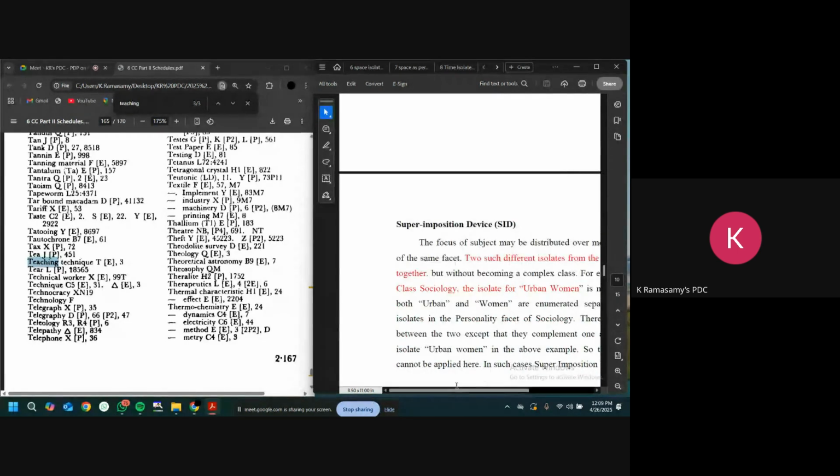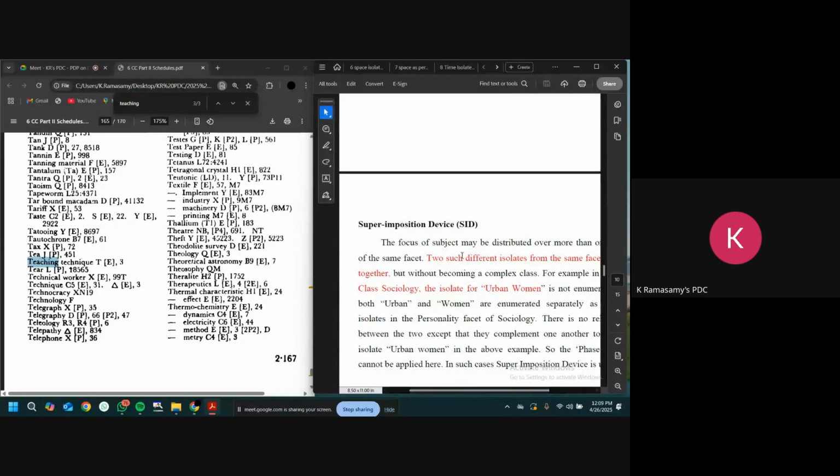Okay. Then comes superimposition device. See, whenever you feel that there are two isolates, and I need to combine these two isolates and create a compound isolate. Actually, there is no relation between these two isolates, but I want to create a compound isolate by adding two isolates. Actually, this superimposition device is made only for personality isolates. You cannot use SID for other fundamental categories. For space also you can use it, no problem. But it is primarily meant for personality isolates.